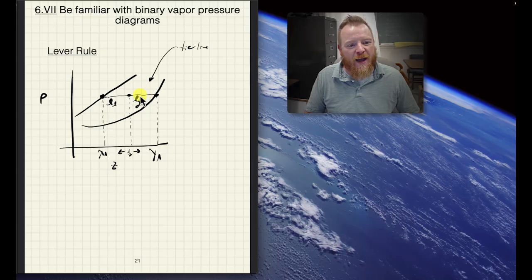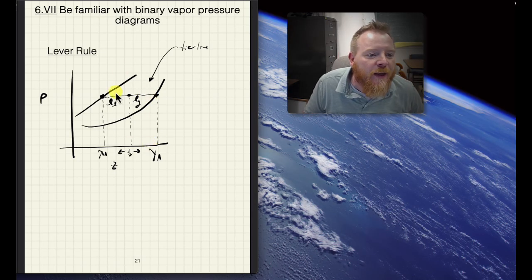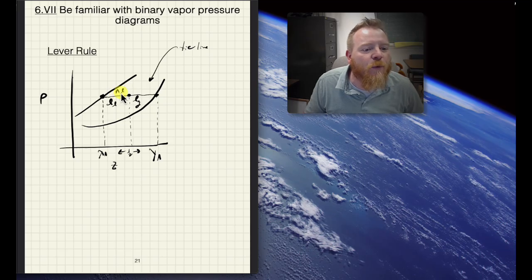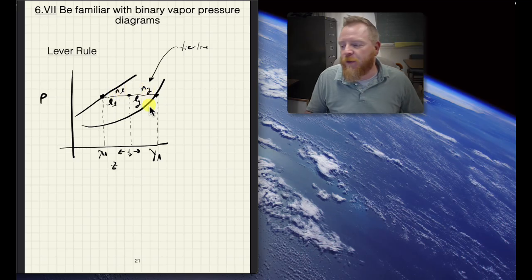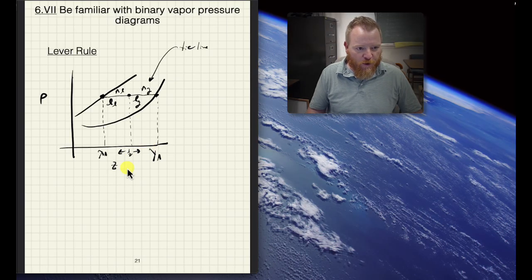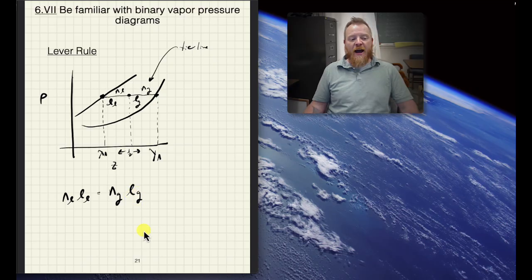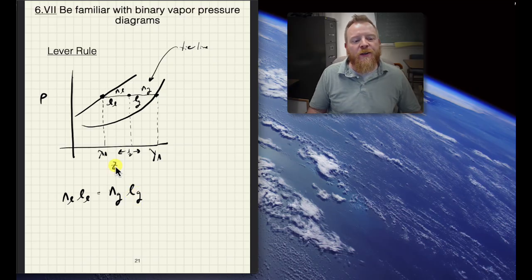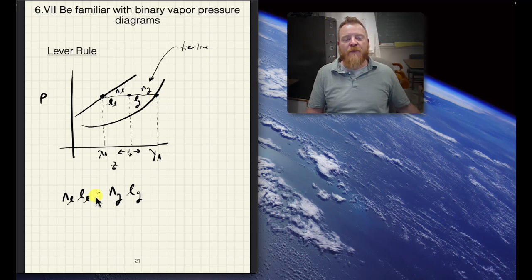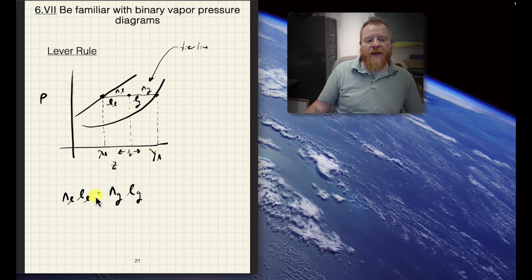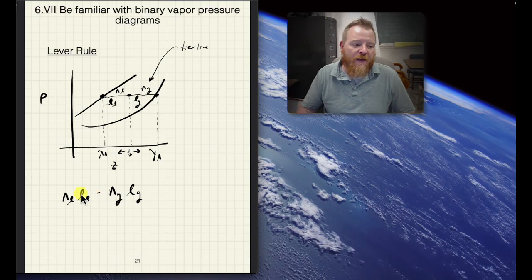LG is the length of the line in the gas, so just whatever that value is in mole fraction. And that's going to be proportional to the number of moles in the liquid and the number of moles in the gas. So if we work through some math there, we could prove that the number of moles in the liquid times the length of that tie line equals the number of moles in the gas times the length of that tie line. So by measuring those values on our graph, we could work out exactly how many moles would be in the liquid phase and how many moles would be in the gas phase.